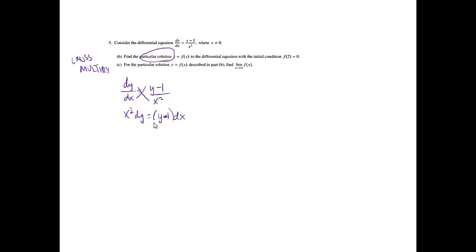And now I notice my variables are not on the right sides. So I'm going to divide by x squared first. So I'll get dy is equal to (y minus 1) dx over x squared.